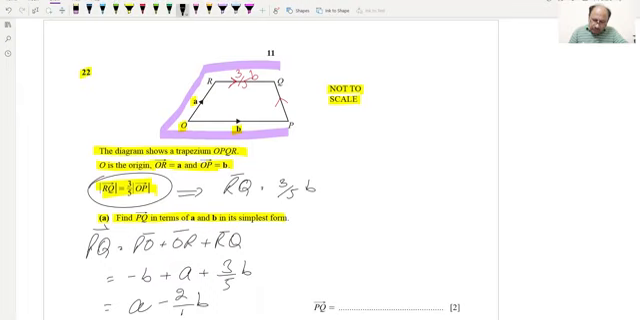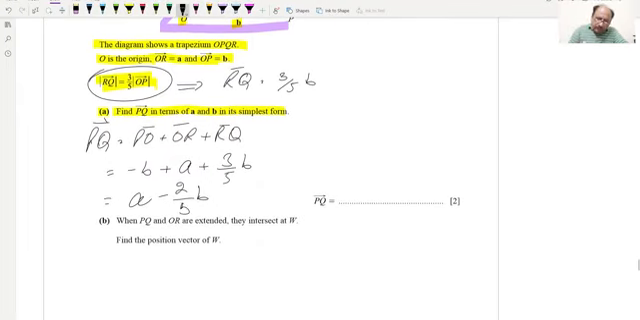So this will be minus 2 over 5B. So our answer PQ we can provide is A minus 2 by 5B. This is 2 marks question.